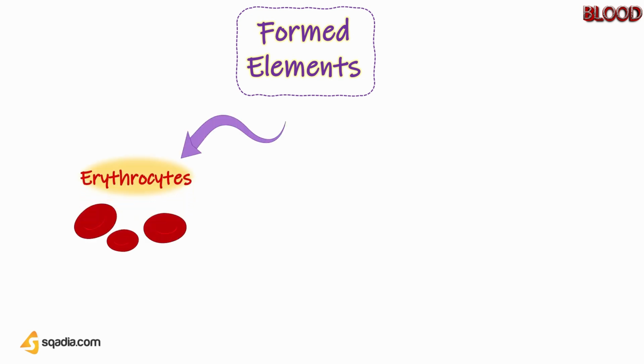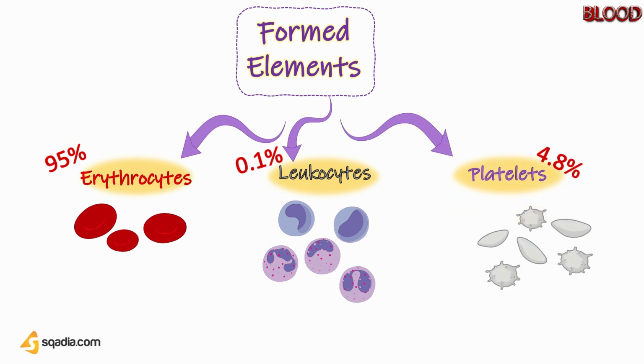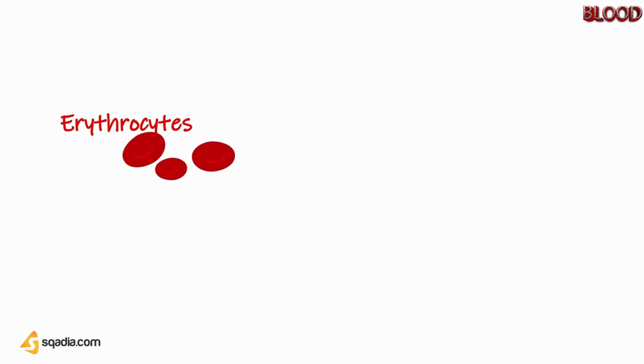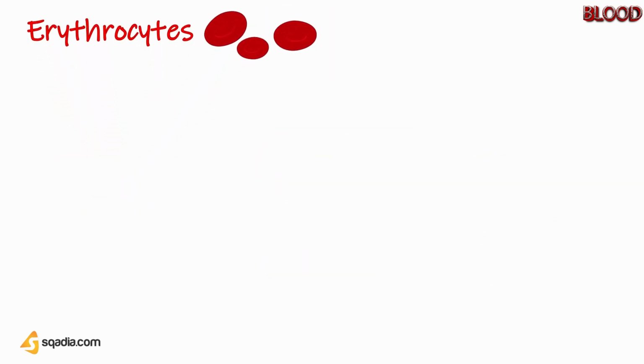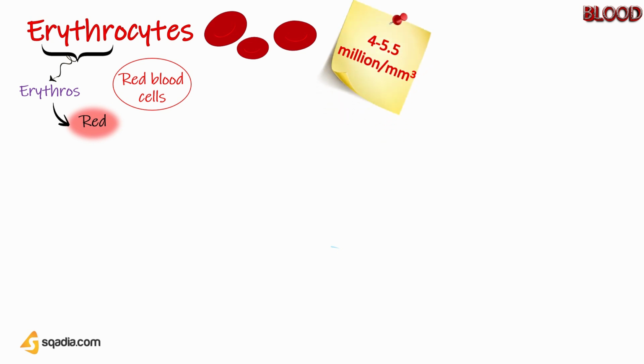The formed elements of blood include erythrocytes, 99.5%, leukocytes, 0.1%, and platelets, 0.4%. The first formed element that we are going to discuss here is erythrocytes. Here, erythros means red. Erythrocytes are commonly known as red blood cells. The normal count of RBCs ranges between 4 and 5.5 million per cubic millimeter of blood. These cells are named so because of their red appearance.